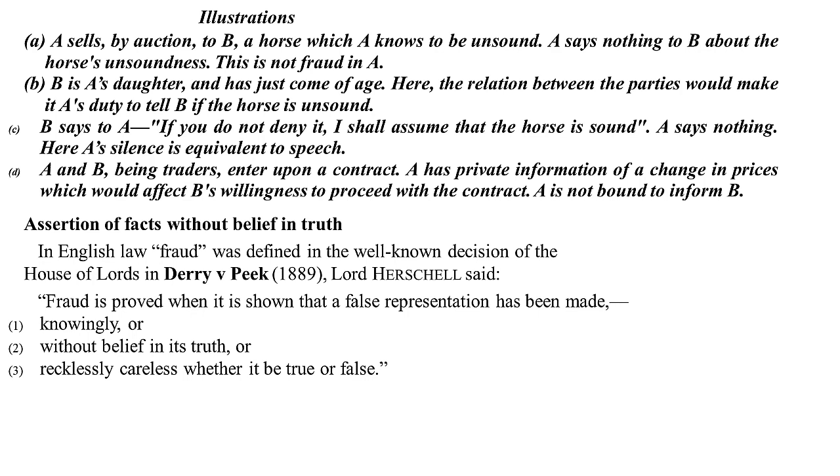So, starting with the explanation of different provisions, we would start with the assertion of facts where belief in truth does not exist. So, in English law, fraud was defined in the well-known decision of the House of Lords in Derry versus Peek, which is a case law of 1889. So here Lord Herschell said that fraud is proved when it is shown that a false representation has been made, number 1, either knowingly, or number 2, without belief in its truth, or number 3, recklessly, careless, whether it be true or false.